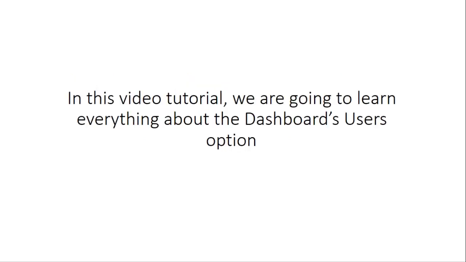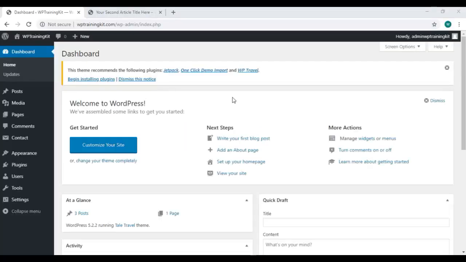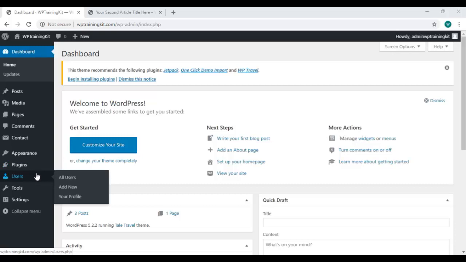In this video tutorial, we're going to learn everything about the dashboard's users option. We'll see step by step how to edit your user's profile and add new users on WordPress. So let's get started. On WordPress dashboard, choose Users. You have three sub-options: All Users, Add New, and Your Profile.